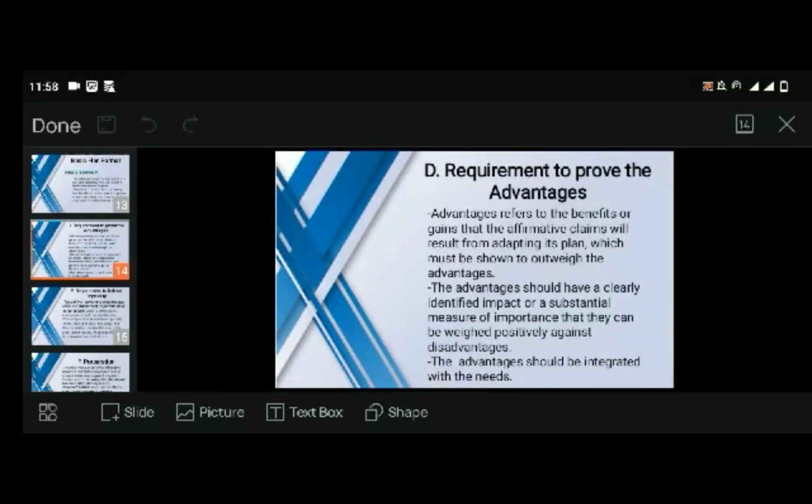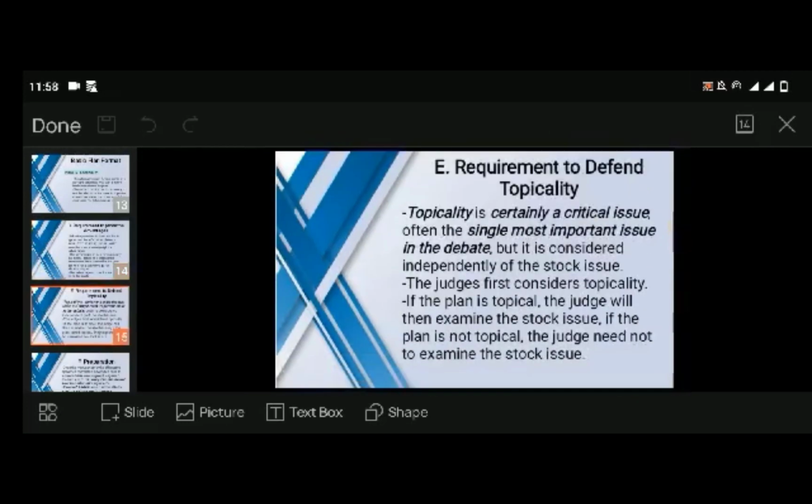Letter D. Requirement to prove the advantages. Advantages refers to the benefits or gains that the affirmative claims will result from adopting its plan, which must be shown to outweigh the disadvantages. Second, the advantages should have a clearly identified impact or substantial measure of importance so that they can be weighed positively against disadvantages. The advantages should be integrated with the needs.